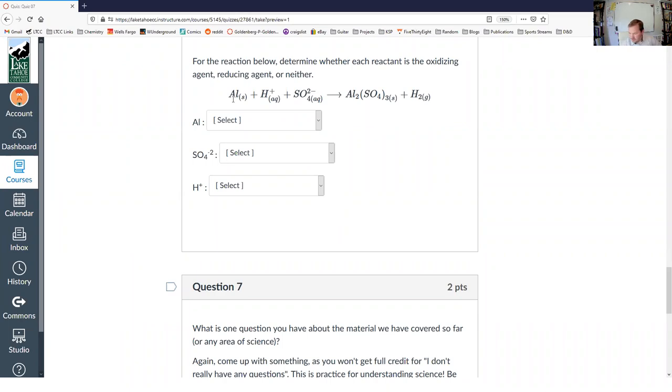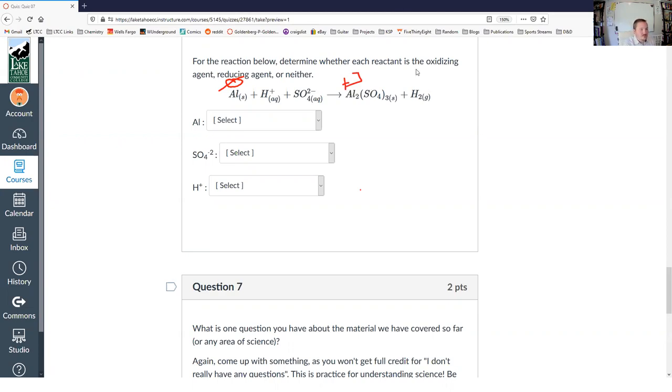So in this case, aluminum starts with a charge of 0 and then goes to a charge of +3. And so that tells us that if the aluminum starts as 0 and goes to +3, and I just cannot do this quickly with my mouse, so let me get my stylus up and going here so I can annotate this.